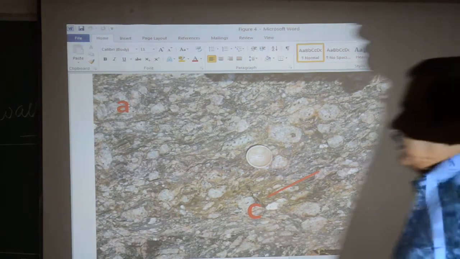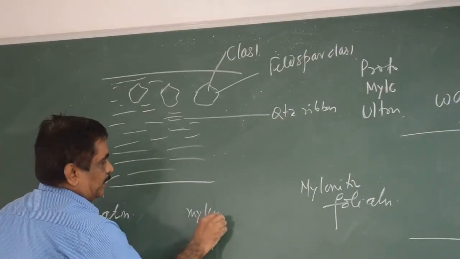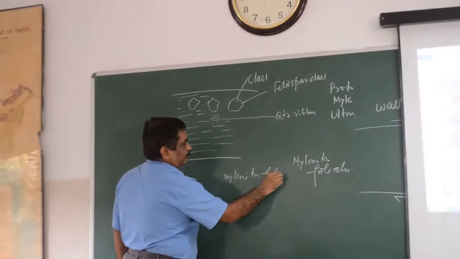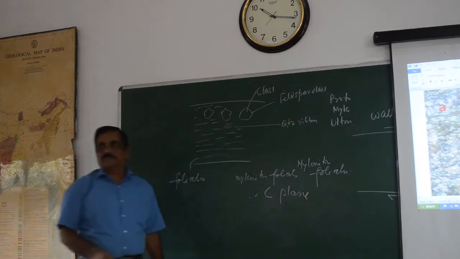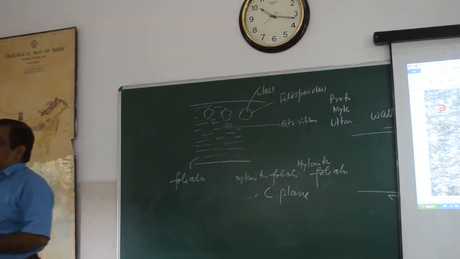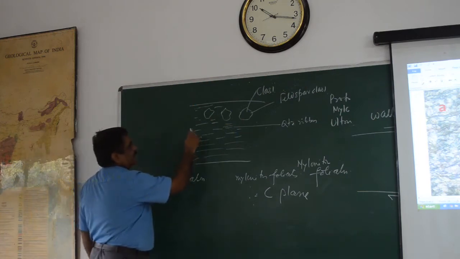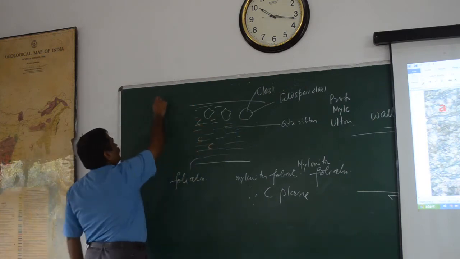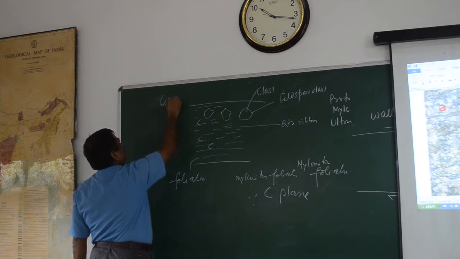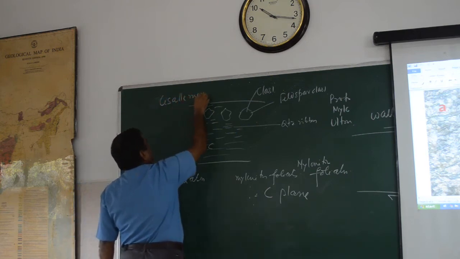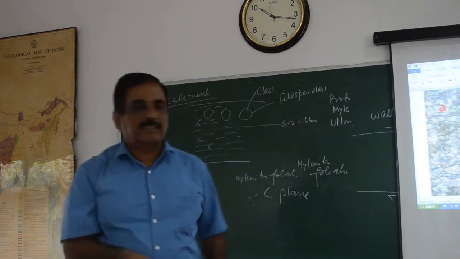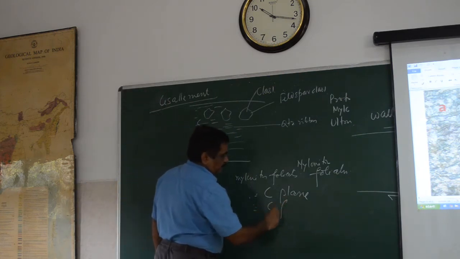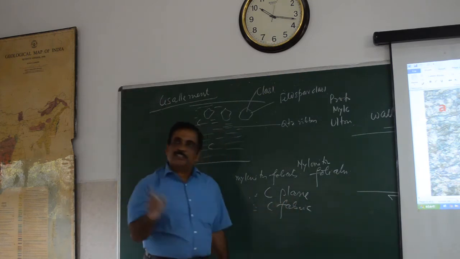Now this mylonitic foliation, mylonite foliation, is designated as C plane. Understood? Just C plane. So these are the C planes. There is a word called slip planes. These are called C planes or C fabric. So mylonitic foliation is called C plane.